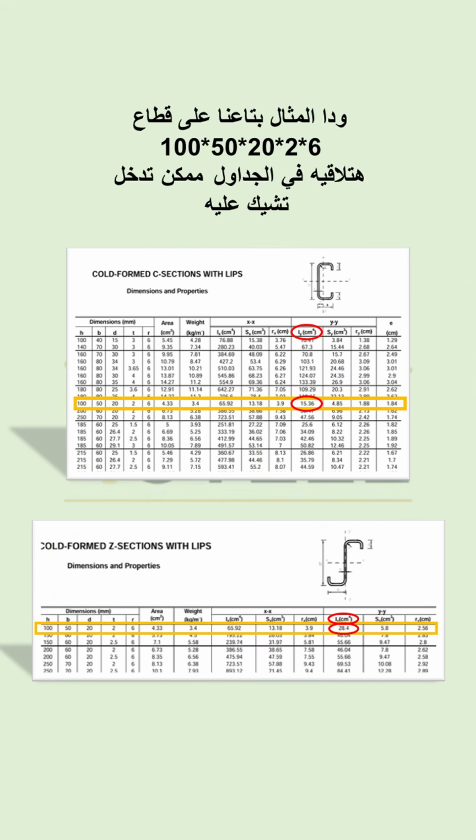And this is our example of a 6 by 2 by 20 by 50 by 100 section. You can find it in the tables and check it.